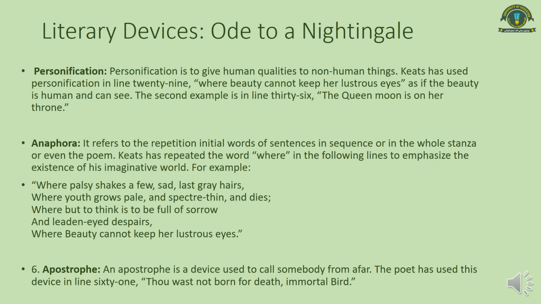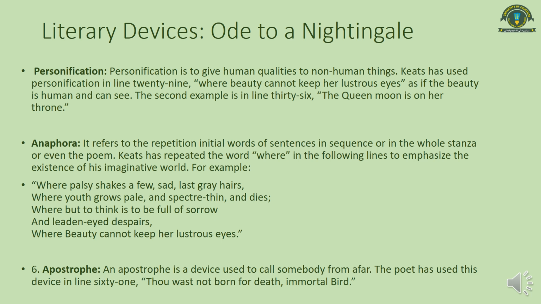Or if I say that the moon was dancing in the air, or the sun was smiling, the moon was feeling sad, all those things cannot be attributed to these objects since these are human emotions. If we attribute human emotions or attributes to non-animate things, this is personification. When he says that beauty cannot keep her lustrous eyes, certainly beauty is not a person, it is an abstract noun. An abstract noun cannot have eyes, but since he is giving this reference to it, it is the use of personification.